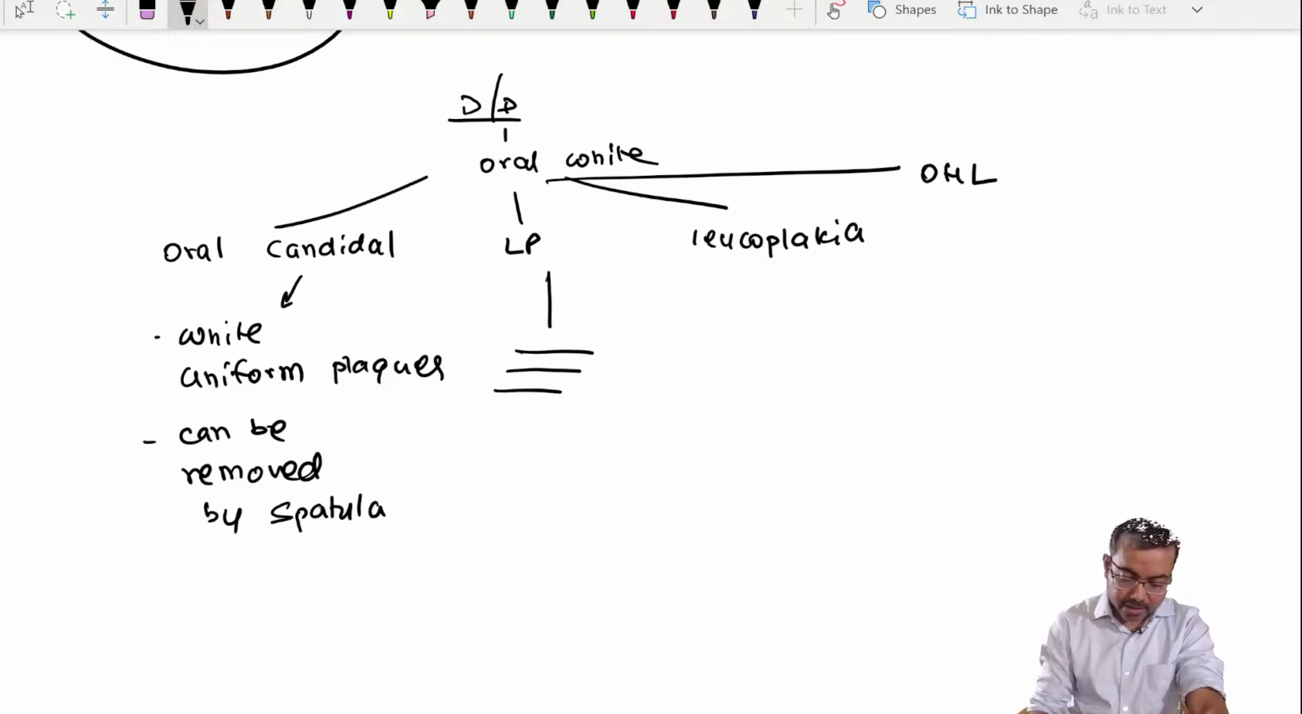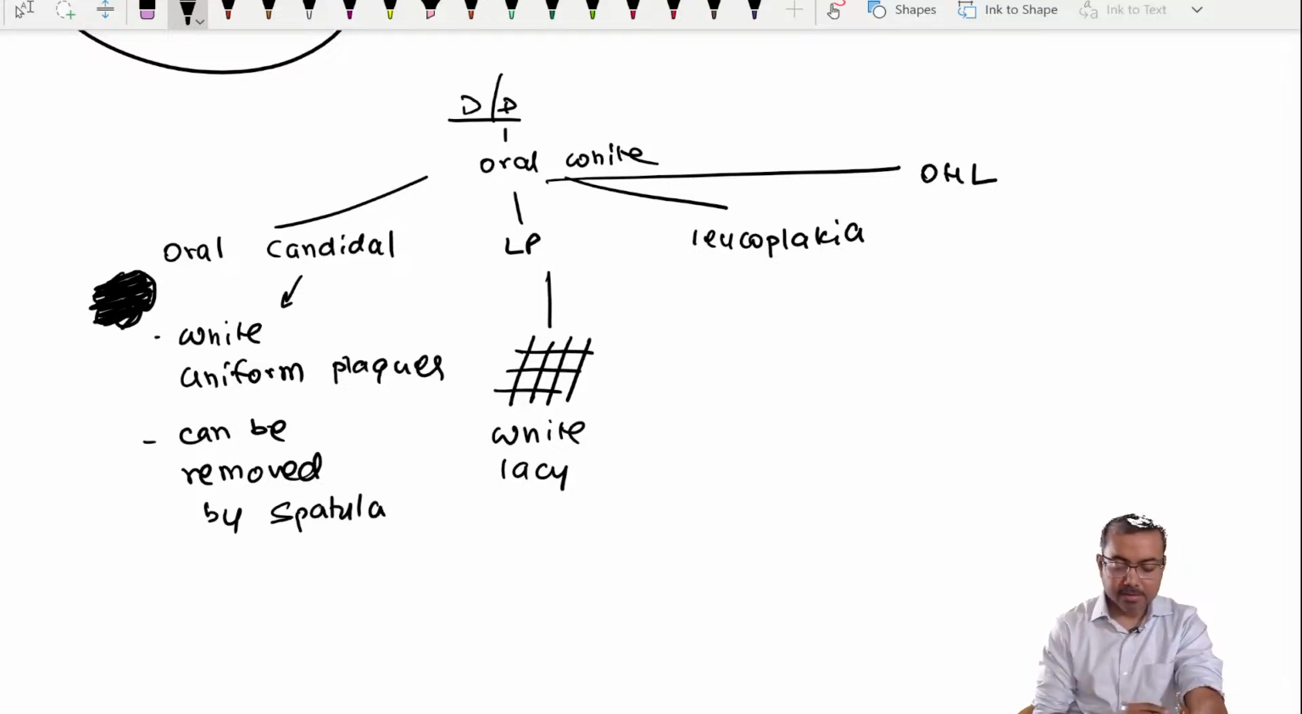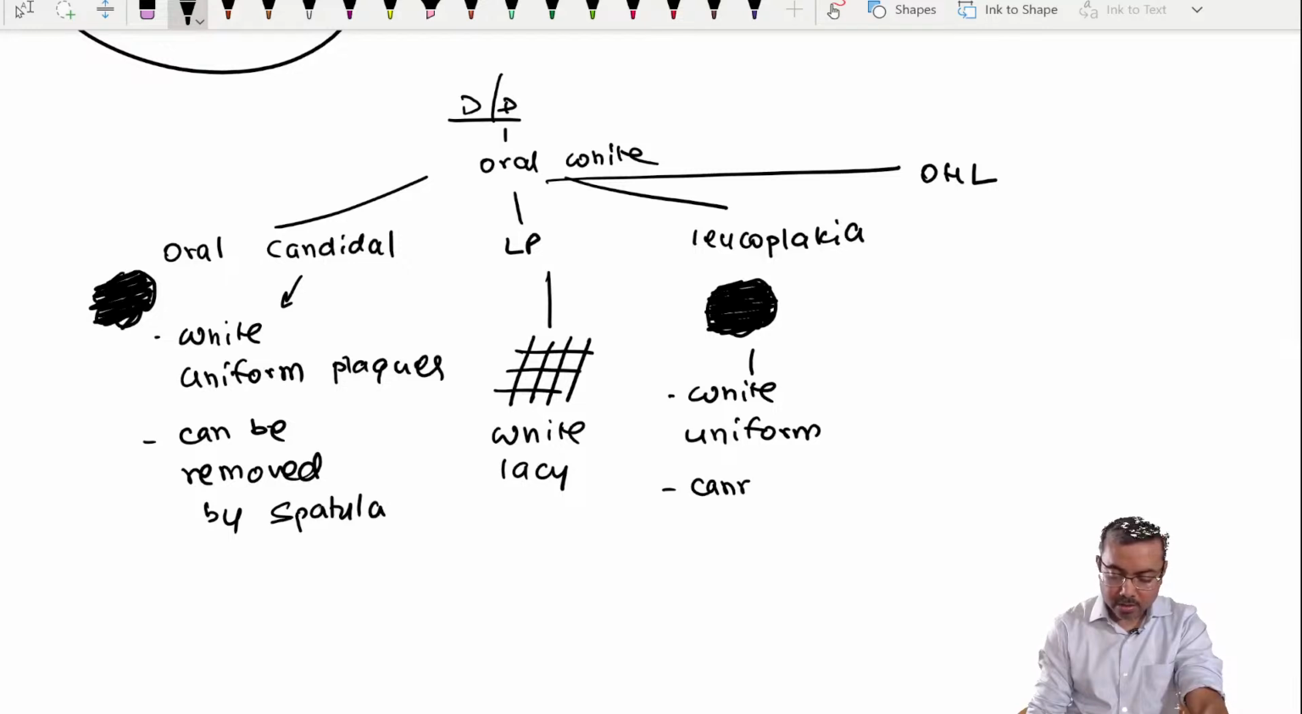Lichen planus is a white crisscross, lacy pattern. Oral candidiasis is a uniform area, as I'm just drawing here, but can be scraped off. Leukoplakia is also a uniform white area, exactly like oral candidiasis, but cannot be scraped. Got it? Oral hairy leukoplakia is this, corrugated.